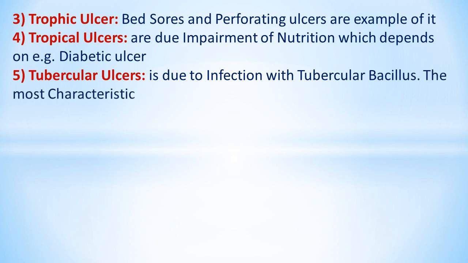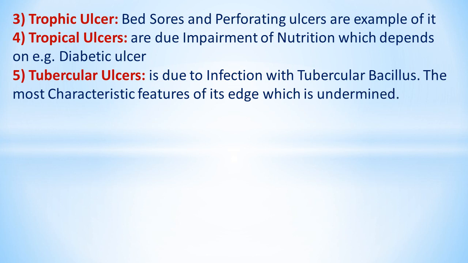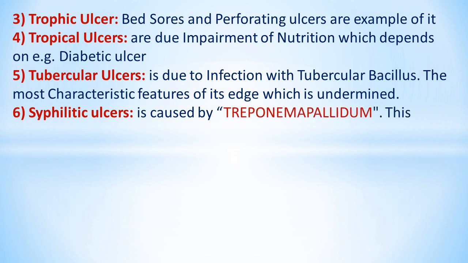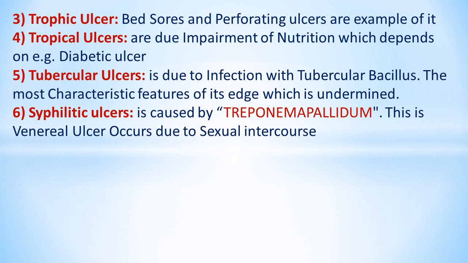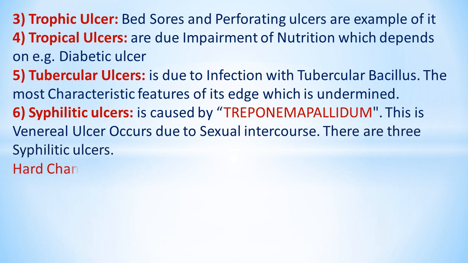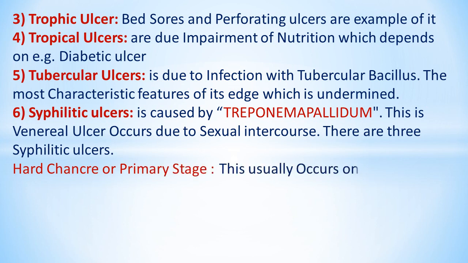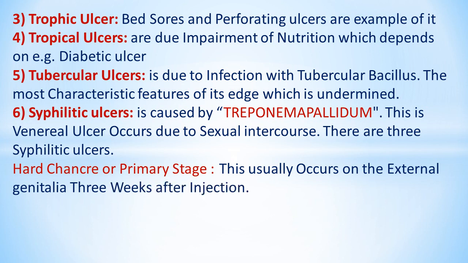The most characteristic feature is its edge, which is undermined. 6. Syphilitic ulcer is caused by treponema. This is a venereal ulcer which occurs due to sexual intercourse. There are 3 syphilitic ulcers. Hard chancre, or primary stage: this usually occurs on the external genitalia 3 weeks after infection.